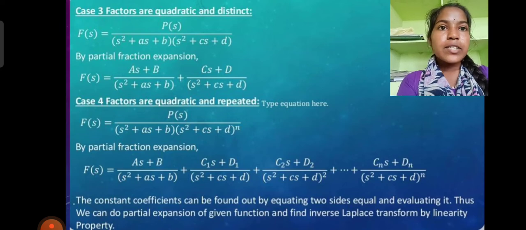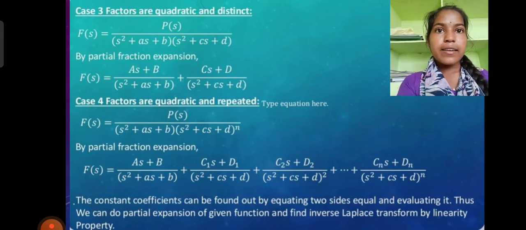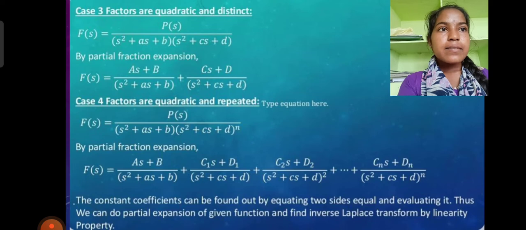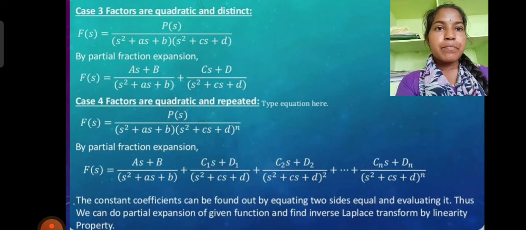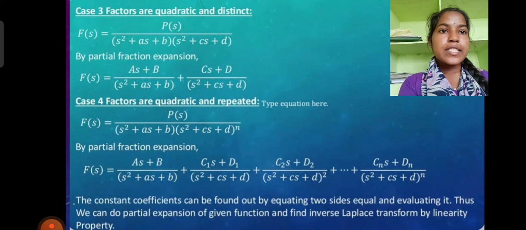Case 4. Factors are quadratic and repeated. F(s) is equal to P(s) by (s square plus as plus b) into (s square plus cs plus d) all to the power of n. By partial fraction expansion, F(s) is equal to (As plus B) by (s square plus as plus b) plus (C1s plus D1) by (s square plus cs plus d) plus (C2s plus D2) by (s square plus cs plus d) whole square, plus up to (Cns plus Dn) by (s square plus cs plus d) all to the power of n.